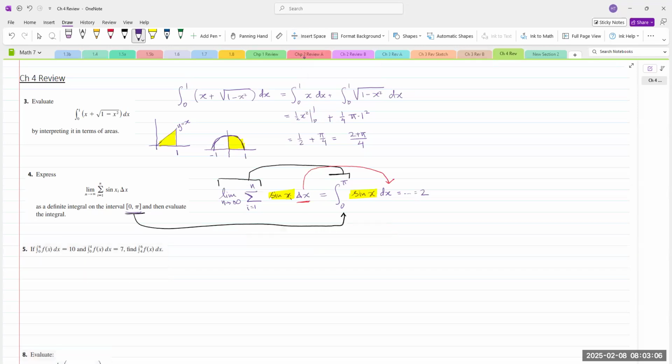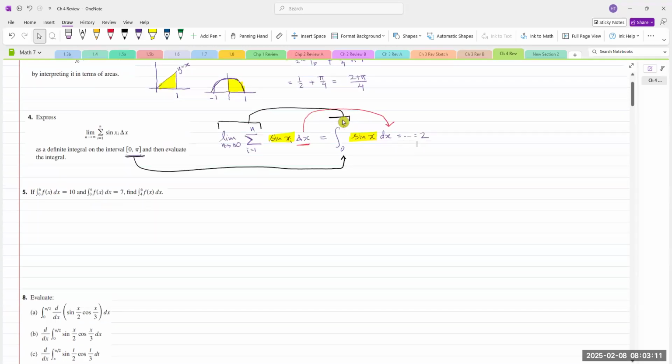Okay, let's see next. The integral from 0 to 6 is 10. The integral from 0 to 4 is 7. Find the integral from 4 to 6. So from 0 to 6, the area is 10. But from 0 to 4, the area is 7. So we need to find the area from 4 to 6. That should be 3, is it right? But let's write it properly.